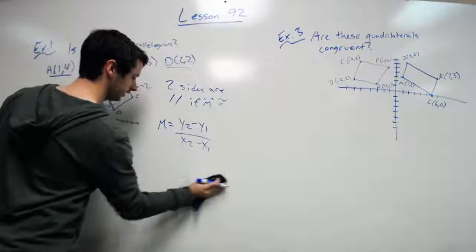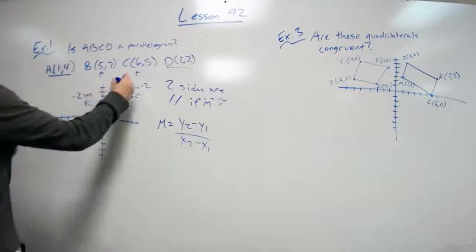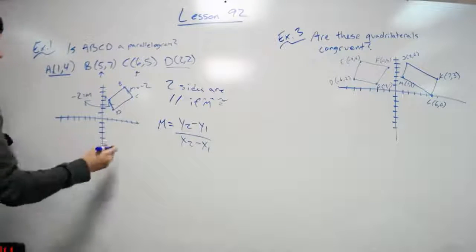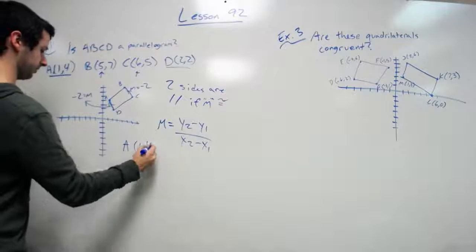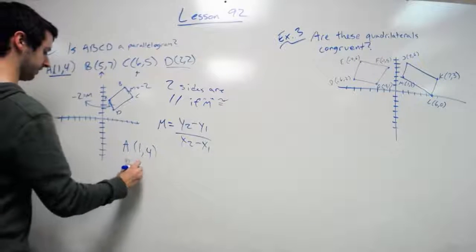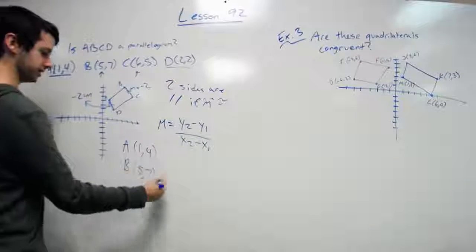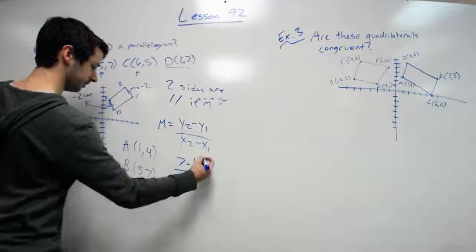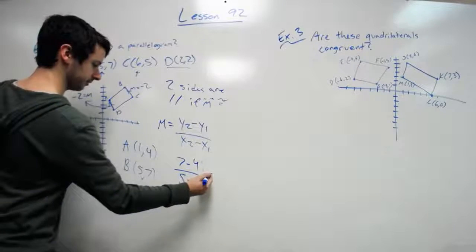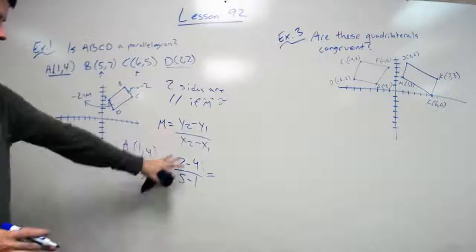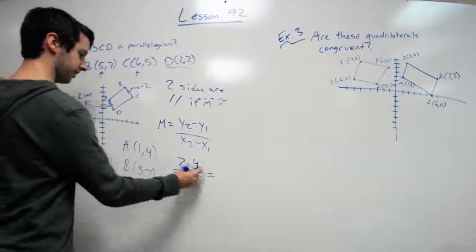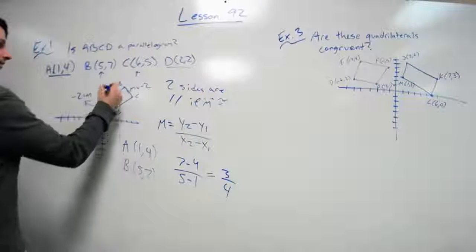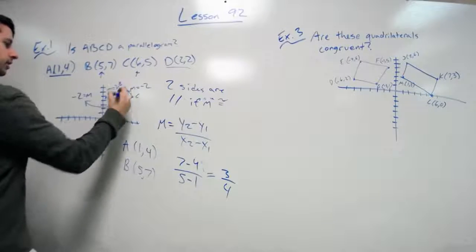Now we got to do the other two sides, AB and DC. We got to prove that these two are parallel. So AB, the coordinate of A, 1, 4. B is 5, 7. So y2, 7 minus y1, 4 over x2, 5 minus x1, 1. Hopefully we understand how to do this formula, and this can all be quick. 7 minus 4 is 3. 5 minus 1 is 4. So this slope here is 3 over 4.